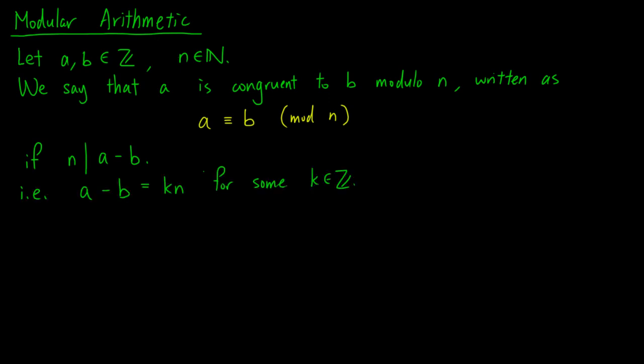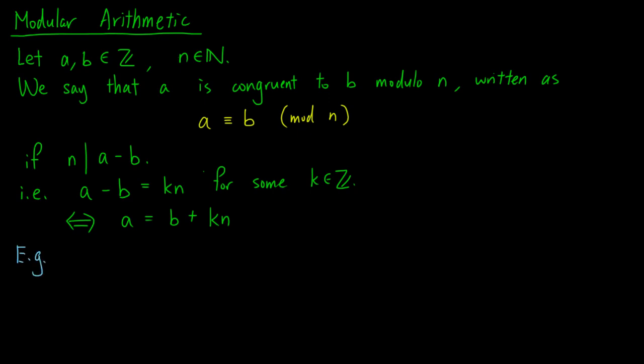In other words, a minus b equals k times n for some integer k, which is equivalent to a equals b plus k times n. It also means that a and b leave the same remainder when divided by n.